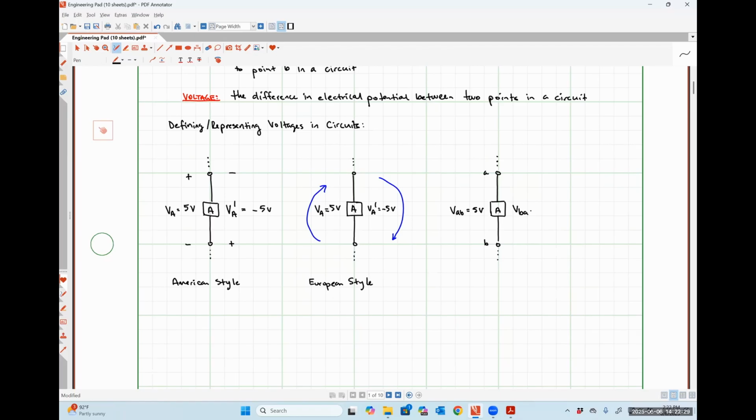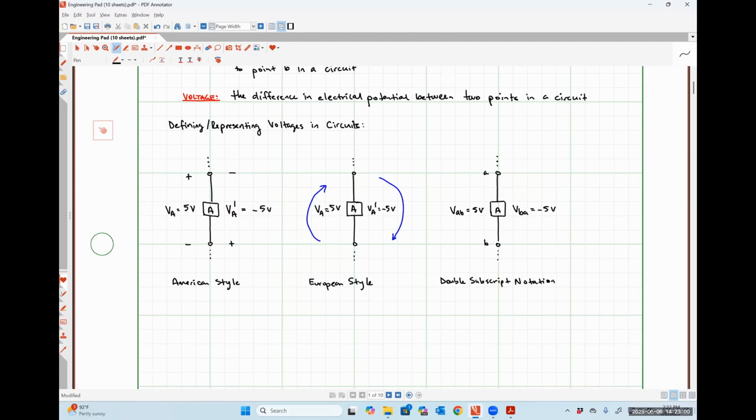I simply switch the order of the subscripts, and that's the same thing as swapping the polarity. And so VBA in this case would be negative 5 volts. So this is the double subscript notation, a method of representing a voltage on a circuit, okay? We're not going to use it a whole heck of a lot in this class in particular.